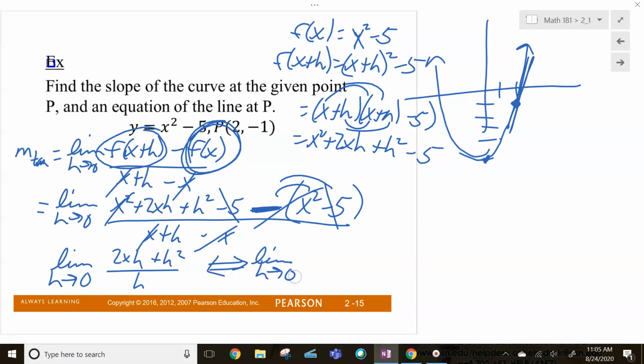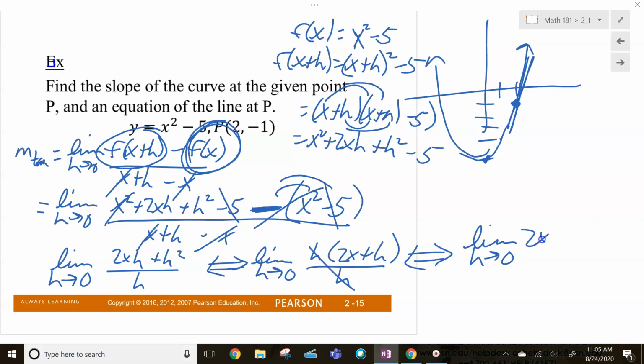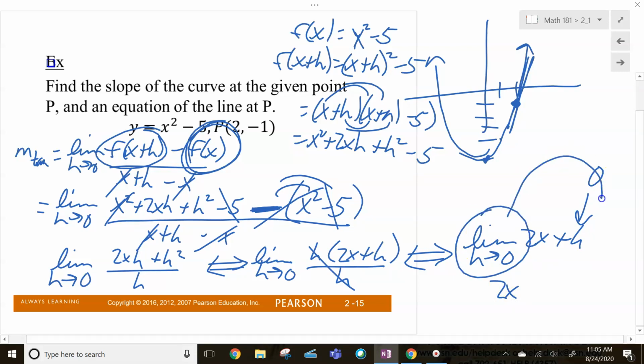And take an h out of the top, out of each of those if you can, and you can. So that cancels. Now when I allow h to be 0, now I can plug it in, it's no problem. I have 2x when h is 0, right? So now I'm substituting h being 0, and I get 2x.